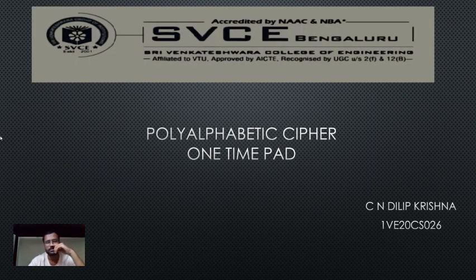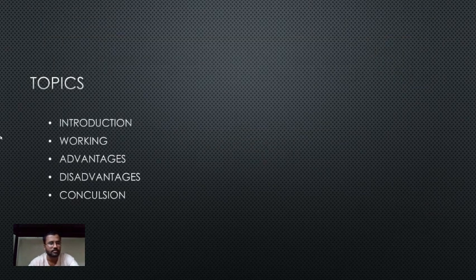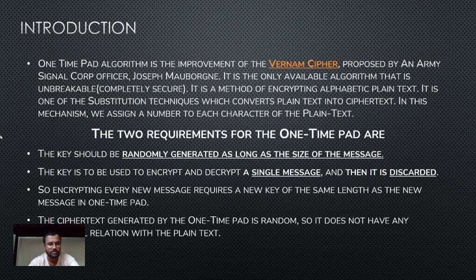Today we are going to discuss a subtopic in cryptography: polyalphabetic cipher and one-time pad. In that, we are going to discuss the topics introduction, working, advantages, disadvantages, and conclusion. So let us go through one by one. Let us first go through the introduction.